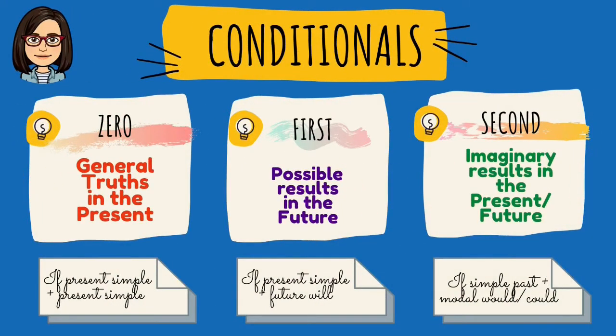And here we have a quick summary about conditionals. Here we have the three types of conditionals that we have seen up to now. The zero conditional to express general truth in the present, the first conditional for possible results in the future, and the second conditional when we have imaginary results in the present or future. And below them you have the grammar structure of each of them.